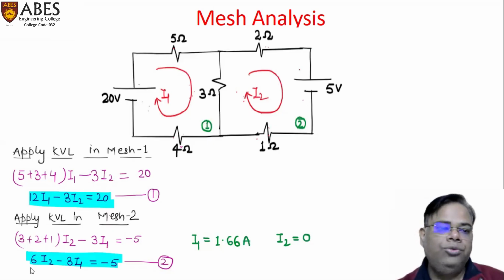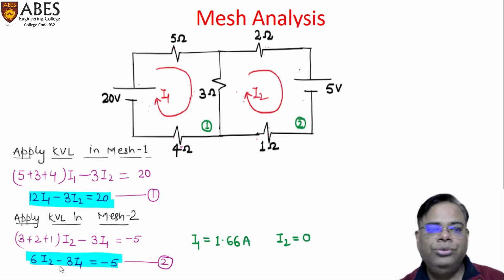Now these are the two equations. After applying KVL in mesh 1 and KVL in mesh 2, the simplified equations are 12 I1 minus 3 I2 is equal to 20 and 6 I2 minus 3 I1 is equal to minus 5. After solving these equations, we will find the value of I1 and I2. You can see here the value of I1 is 1.66 ampere and the value of I2 is 0 ampere. These are the mesh currents.